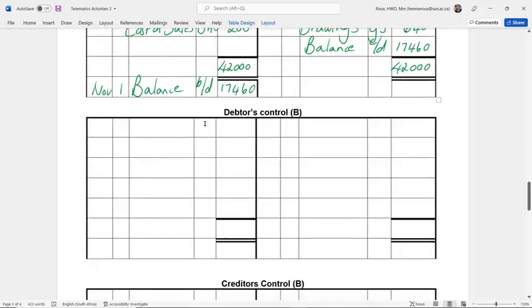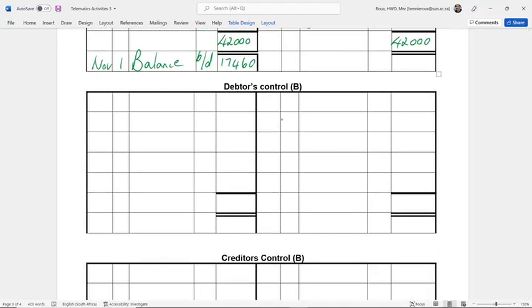Debtors control. That's the one that you had to add. It's not in your answer book. Please add that. It's an asset. Therefore, we will start with a debit balance. And I've given you the debit balance, 18,260.